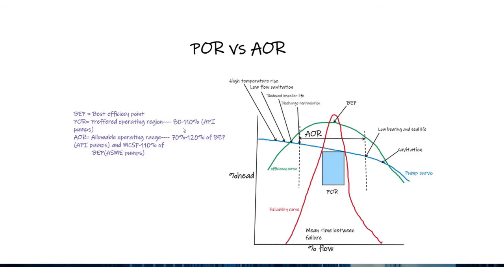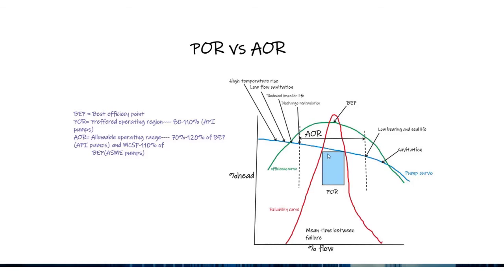If we talk about API 610 pumps, that defines this region such that pump operation should be within 80 to 110% of best efficiency point. So this is the area which is the most economical area for the pump operation.